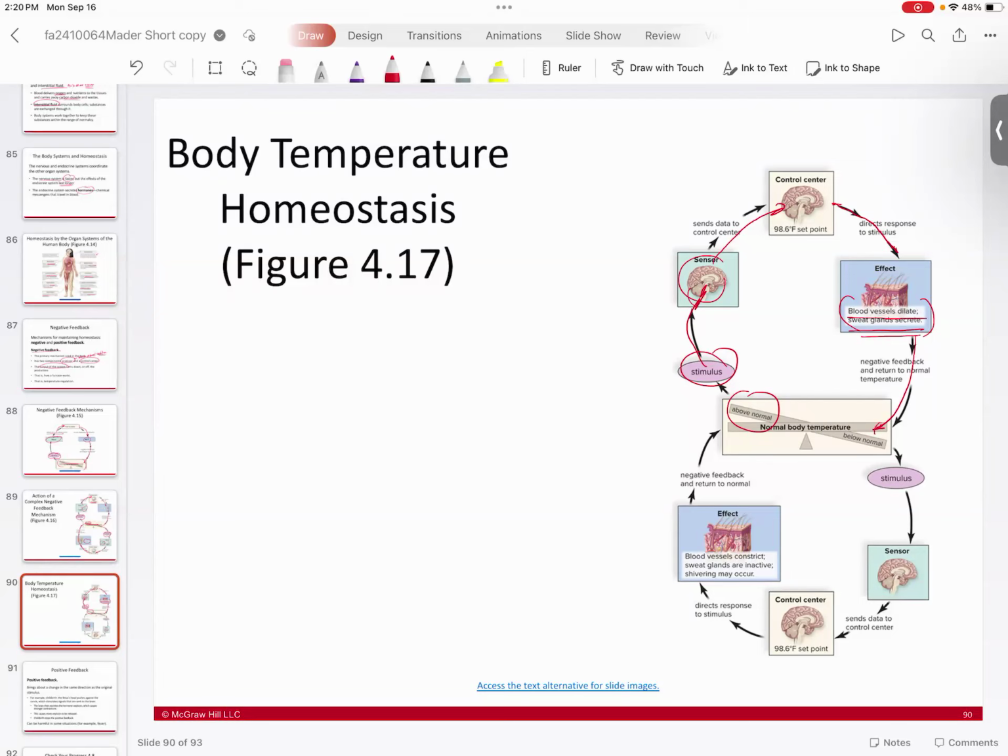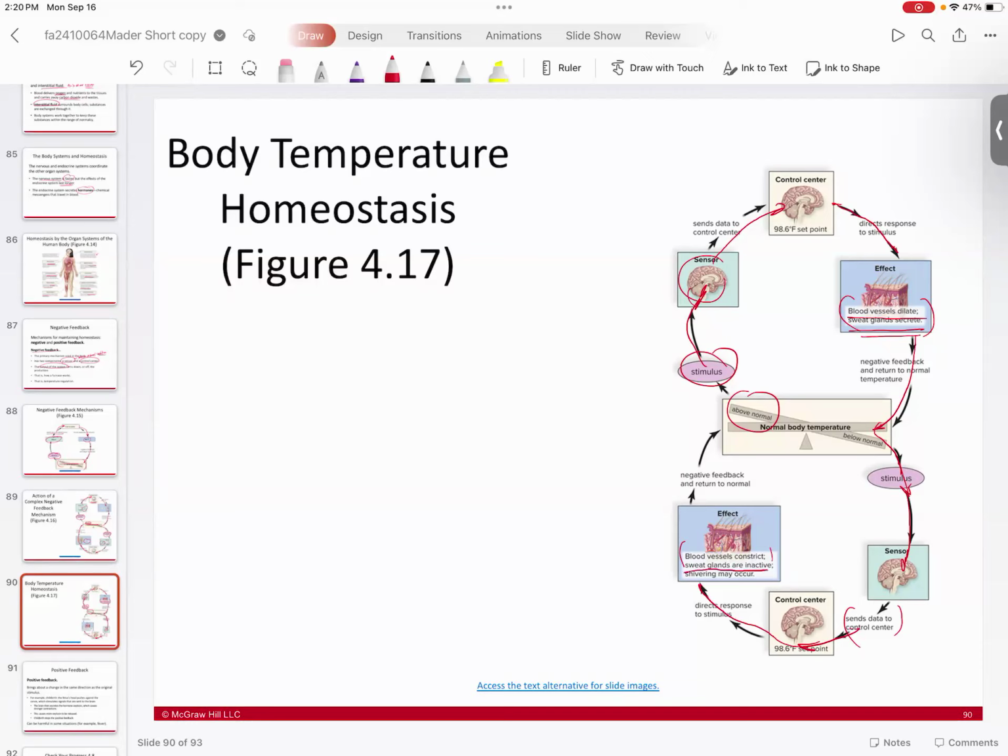However, if it goes below homeostasis, there's also receptors in your skin and throughout your body that will sense that drop in temperature. Your core body temperature gets too cold. That's going to go to your correct brain center to basically say, listen, we're below 98.6 degrees now. So now we need to do this. In this case, you're going to constrict your blood vessels because you want to retain your heat, keep your core body temperature good and hot.